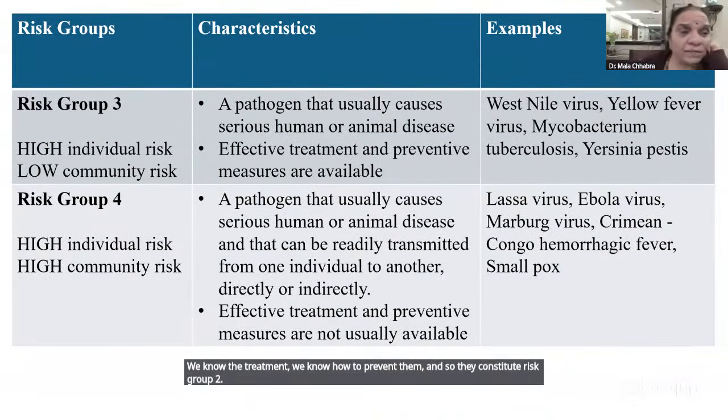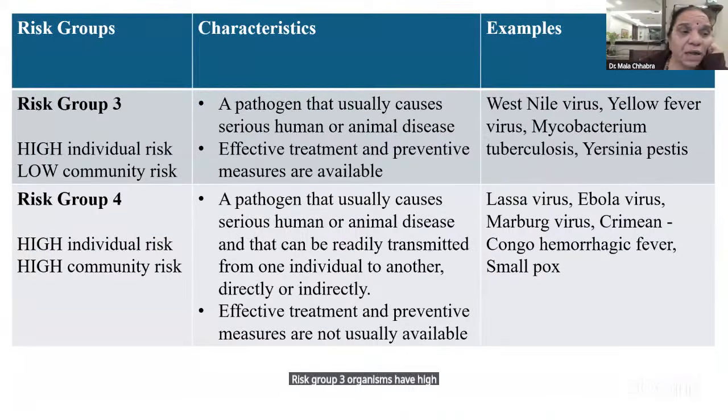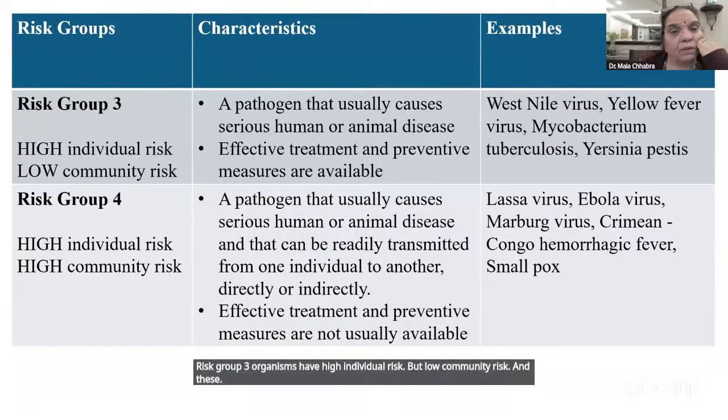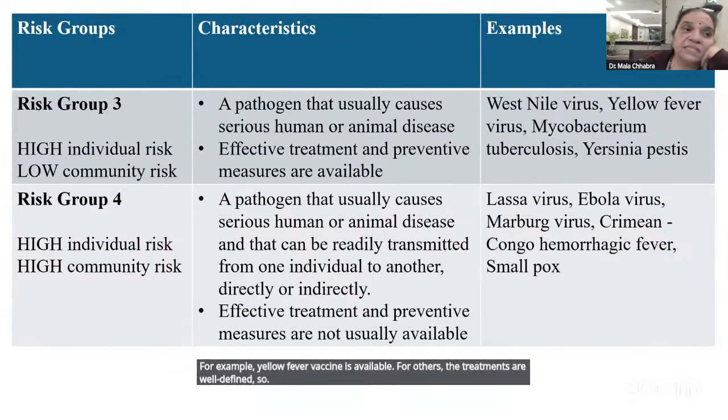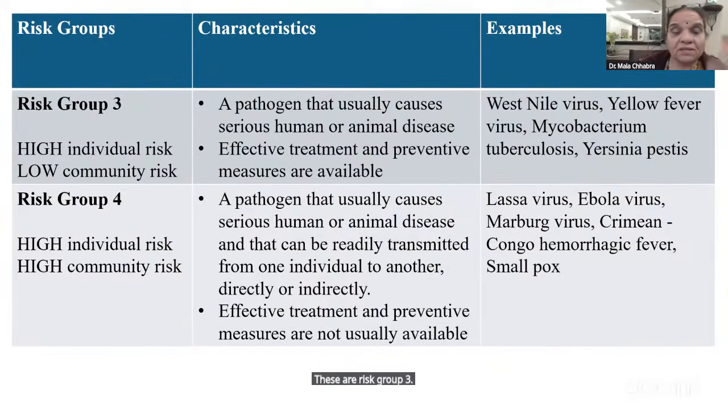Risk group 3 organisms have high individual risk but low community risk, and these pathogens usually cause a serious human or animal disease, but effective treatment and preventive measures are available, like West Nile fever, yellow fever, Mycobacterium tuberculosis, Yersinia. We know the treatment, right? We know how to prevent it. For example, yellow fever vaccine is available. For others, the treatments are well defined. So these are risk group 3. But they cause serious infections, of course.